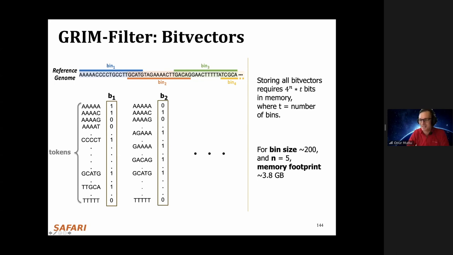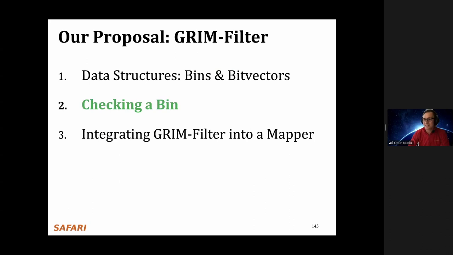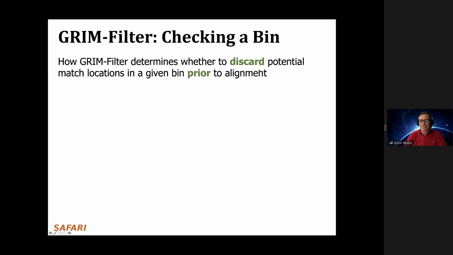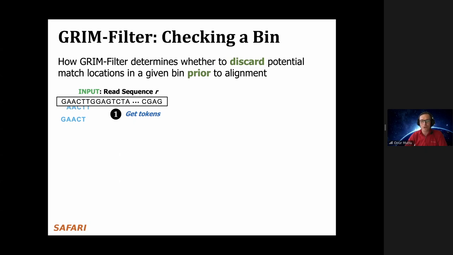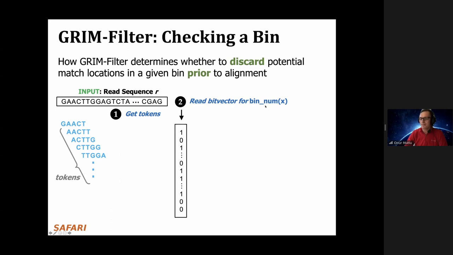And then checking a bin becomes relatively simple. So how do we determine whether to discard potential match locations in a given bin prior to alignment? Basically, do the filtering. This is the read sequence that we have. It's a read. It could be 300 base pairs, let's say. We basically tokenize it. You get all possible tokens, overlapping for higher accuracy. And then you read the bit vector from memory for a given bin. You have to do it across all bins, clearly, in the end.